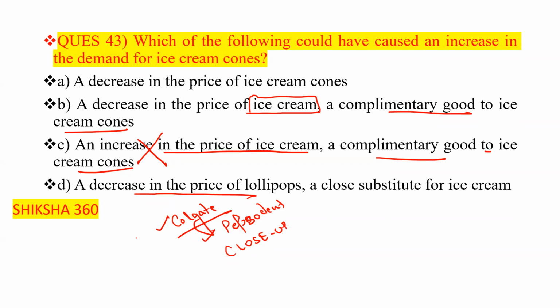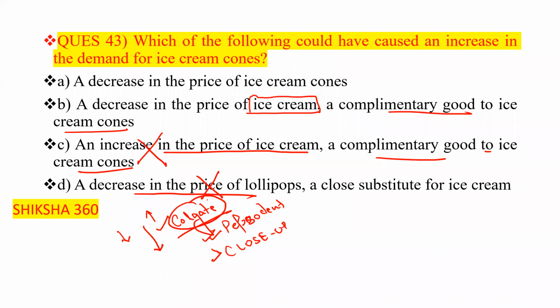Rest depends on a case-to-case basis; we are just taking a general example. So that is a close substitute. If the price of Colgate rises, people will prefer Pepsodent or Close Up. Or if the price decreases, people will prefer this one. So here they are saying the opposite thing, so this one is also wrong.